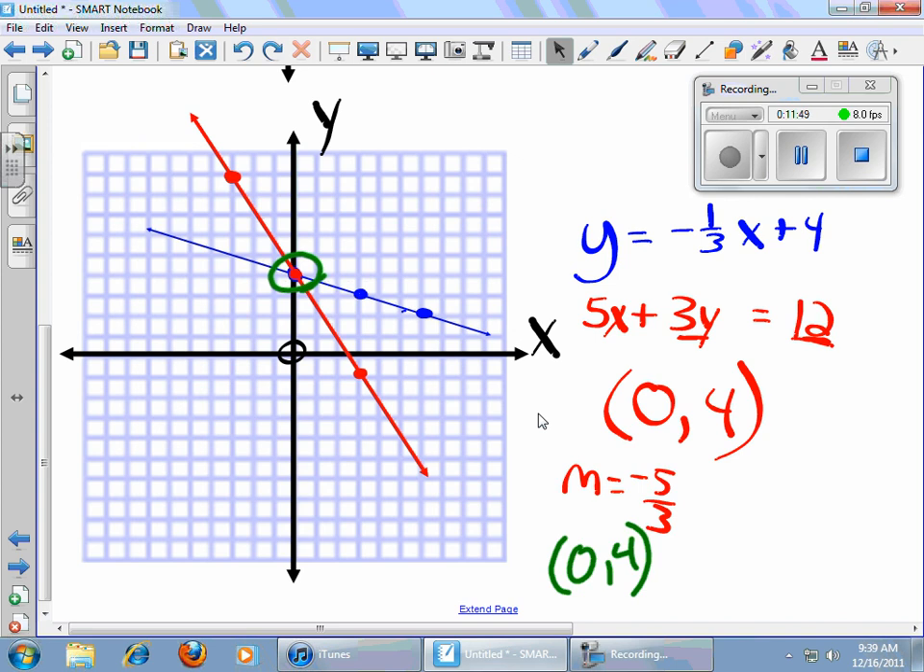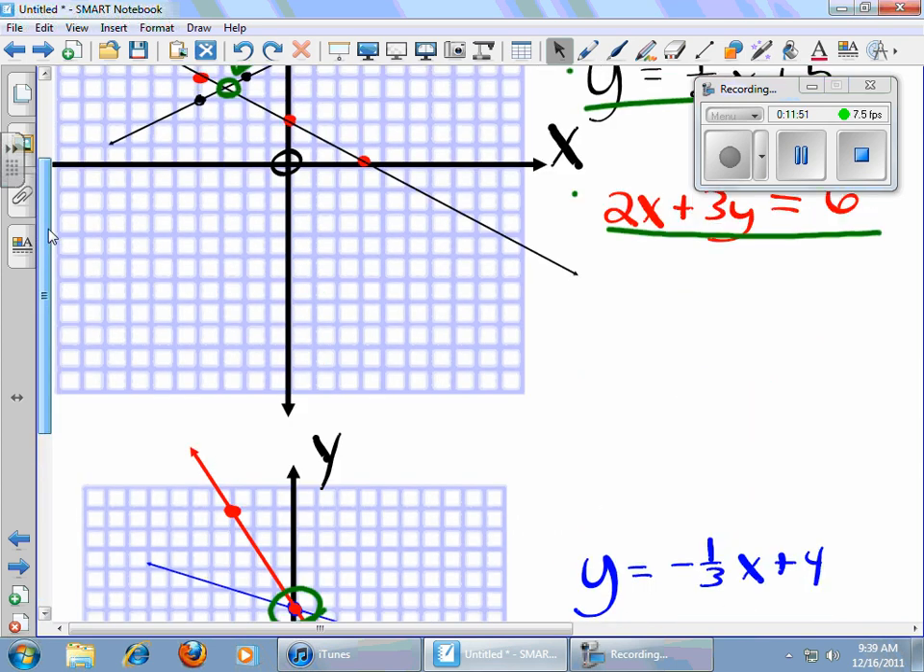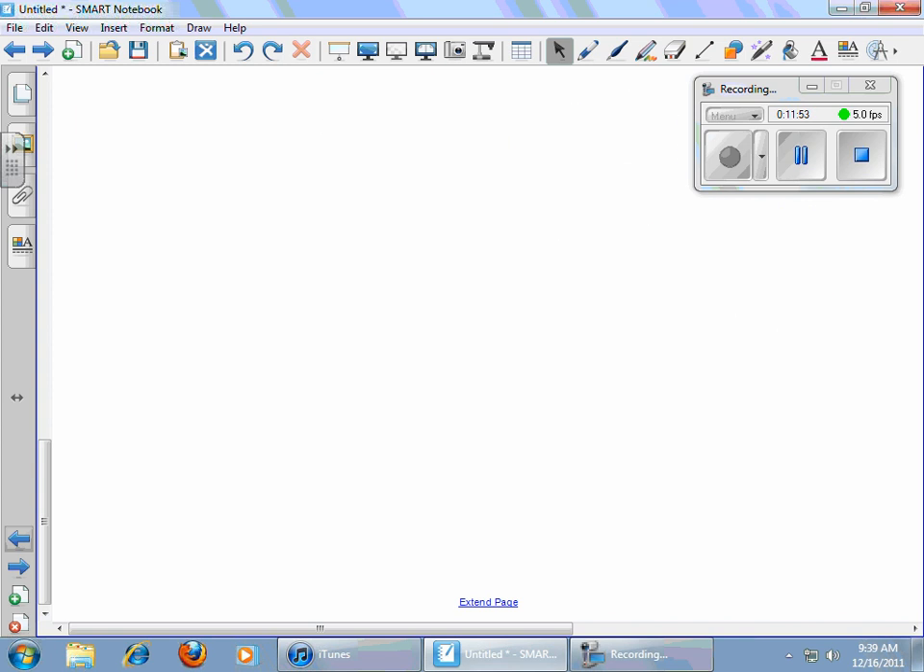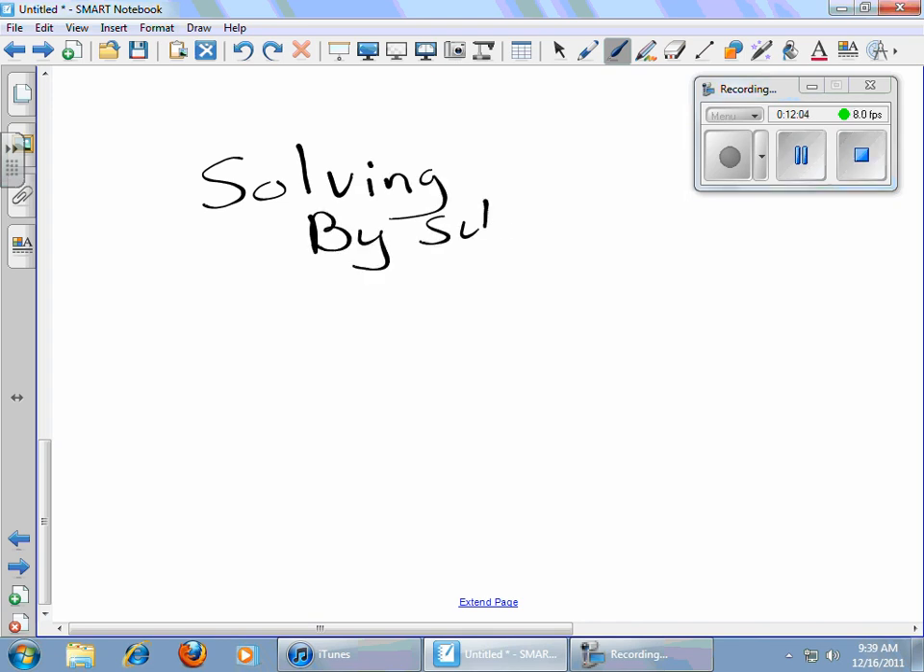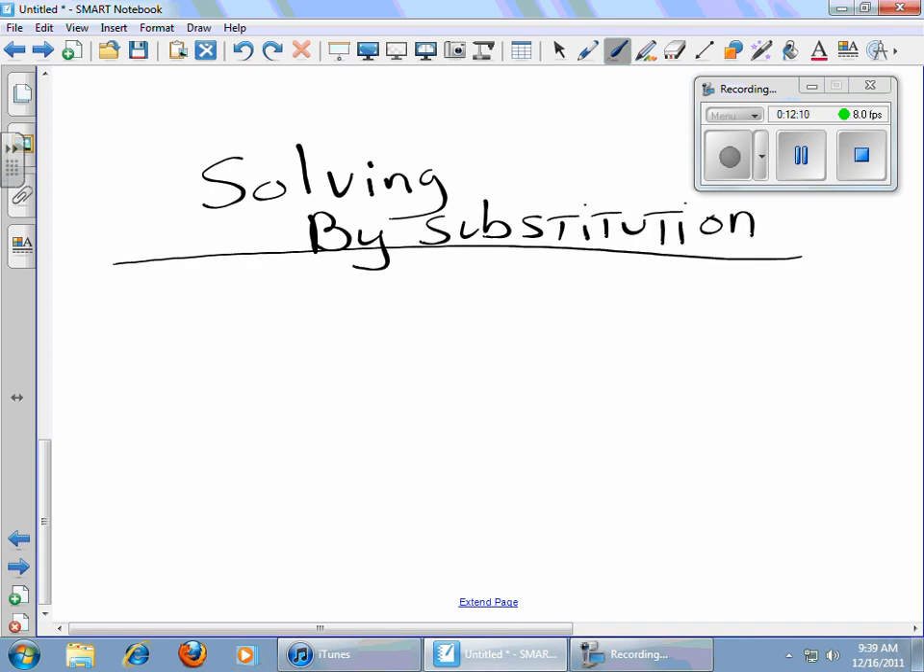Okay, so what do we do in a situation where the graph might not work? Well, there's other ways to solve. And the first way we're going to learn is called solving by substitution. And you guys have been using substitution for a long, long time. You just don't know you've been doing it.